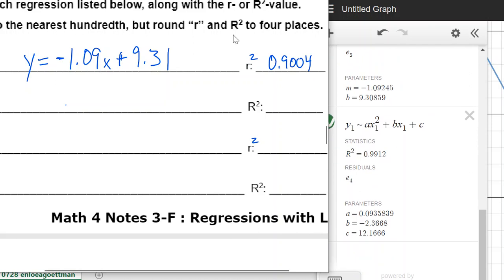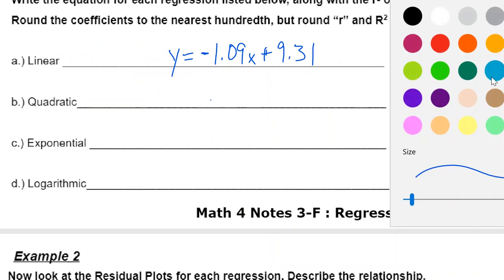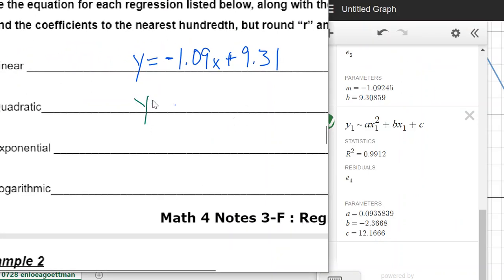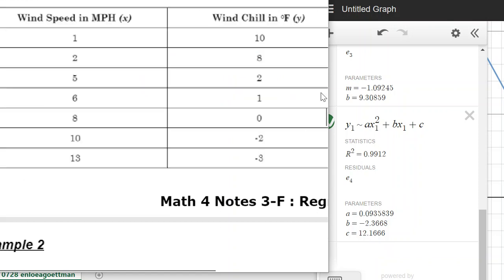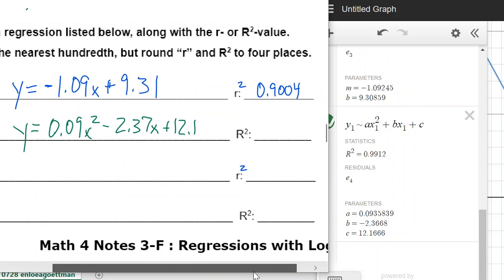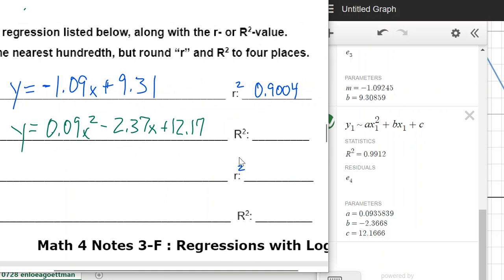Quadratic is down here. All right, quadratic, we're going to have 0.09x squared minus 2.37x, and then 12.17. And then our r squared value is 0.9912. Now that's even better.